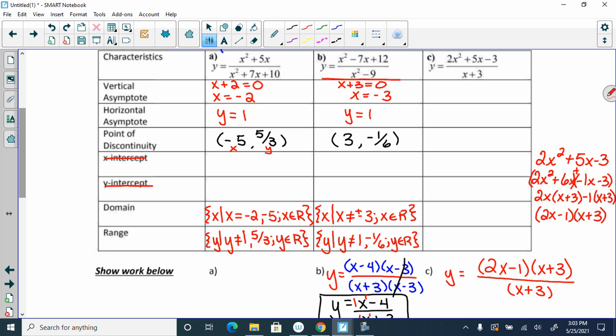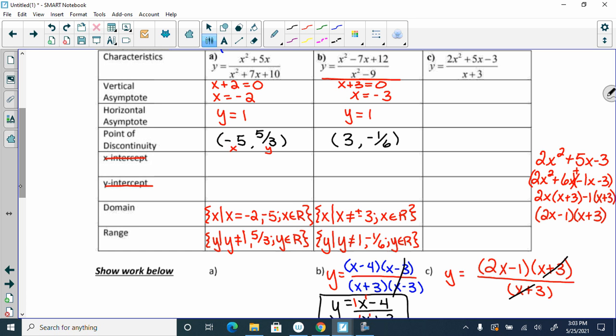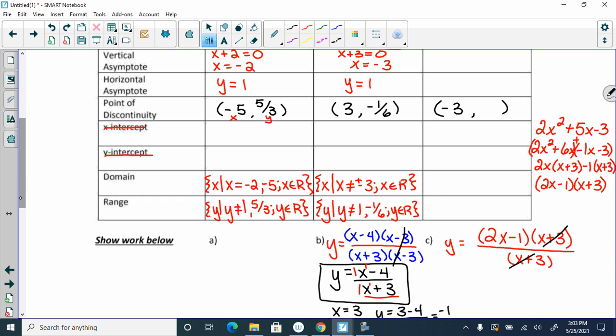So the x plus 3's are going to cancel. The moment they cancel, that's no longer a vertical asymptote. That is the x of my point of discontinuity, right? What value would it be? Negative 3. Now, what's my simplified equation? Well, it's just going to be y equals 2x minus 1, which is a line.